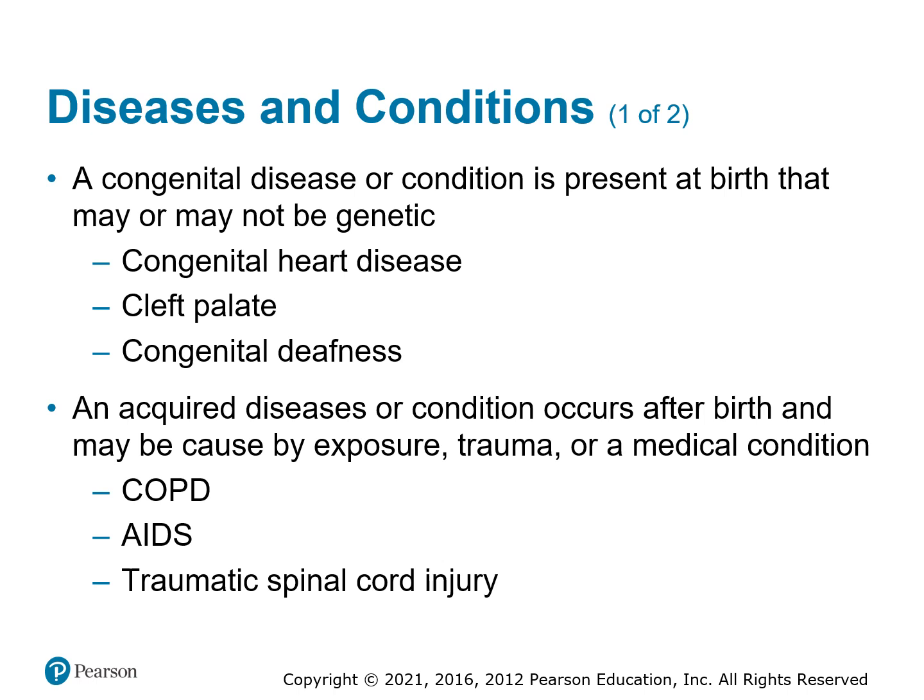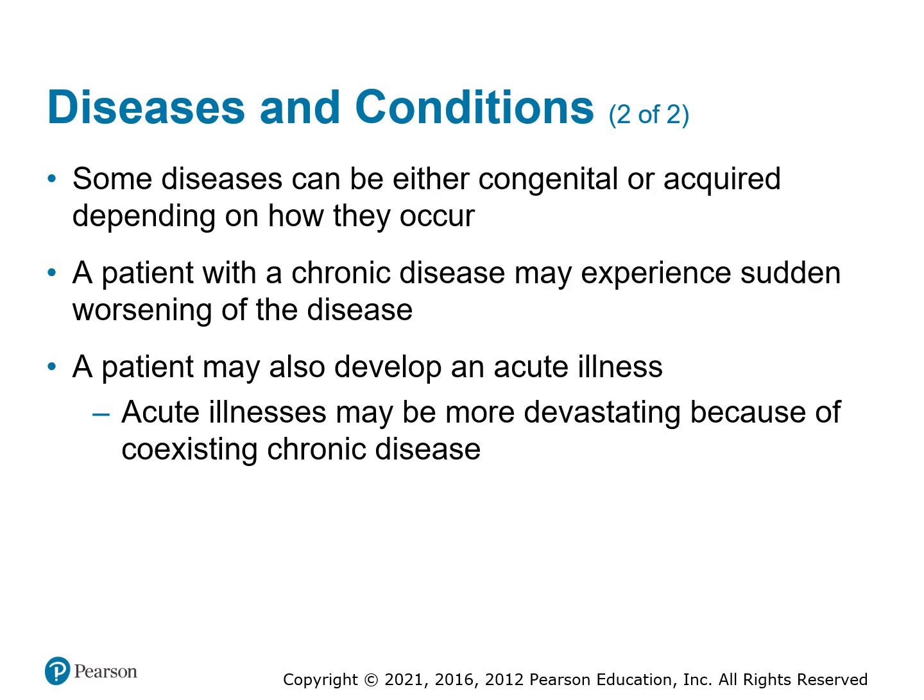Go over some diseases and conditions. So a congenital disease or condition is present at birth that may or may not be genetic. So there's things like congenital heart disease, cleft palate, and congenital deafness. An acquired disease or condition occurs after birth and may be caused by exposure, trauma, or a medical condition. Things like COPD, AIDS, traumatic spinal cord injury. Some diseases can be either congenital or acquired depending on how they occur.